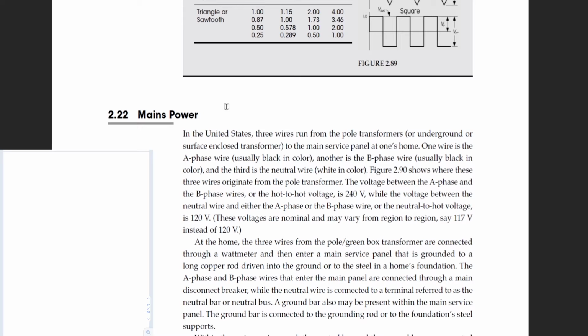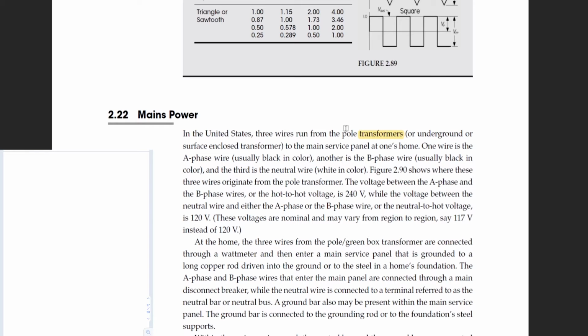Let's crack on. In the United States, 3 wires run from the pole transformers or underground or surface enclosed transformer. Don't actually know what a transformer is, but okay. I know it technically, kind of, but don't know what it does. To the main service panel at one's home. One wire is the A phase, usually black in color. Another is the B phase wire, usually black in color. What? Okay, and the third is the neutral wire, white in color.